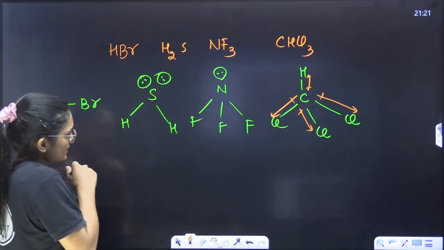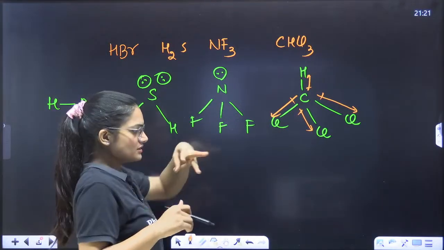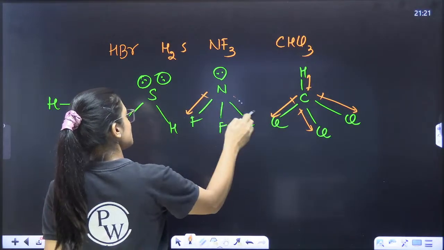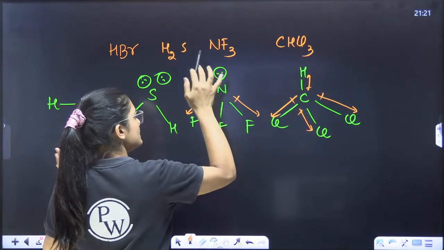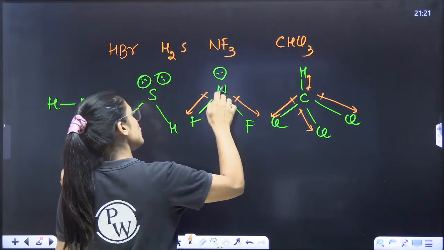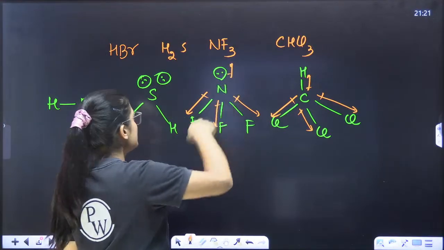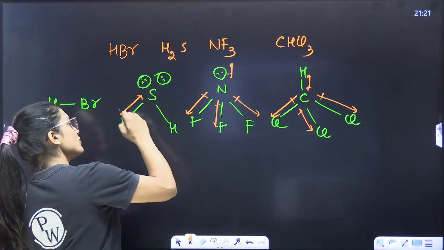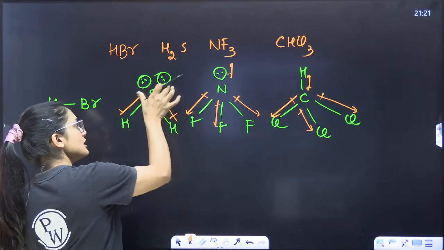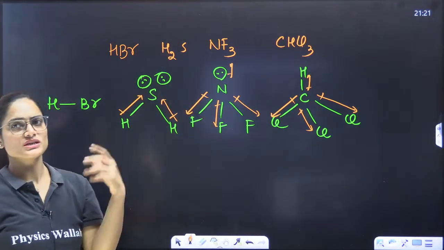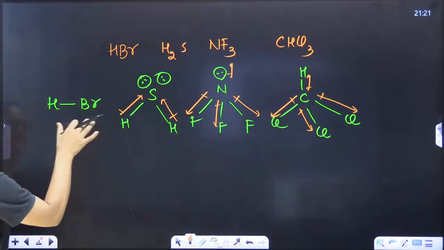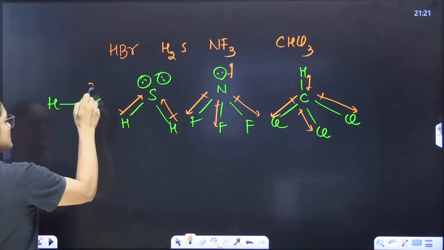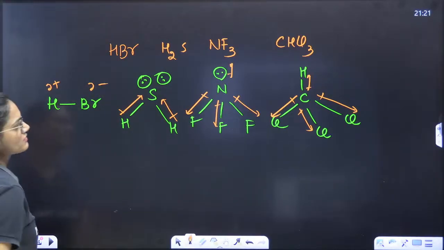If I talk about NF3, the shape is trigonal pyramidal. Dipole moment is in this direction, in this direction, and in this direction, but the lone pair is in upward direction, right? If I talk about H2S, sulfur is more electronegative, so there is a dipole moment here, and because of the lone pair there is also a dipole moment. In case of HBr, there is just one. Br is not that much electronegative. This has delta negative and this has delta positive.